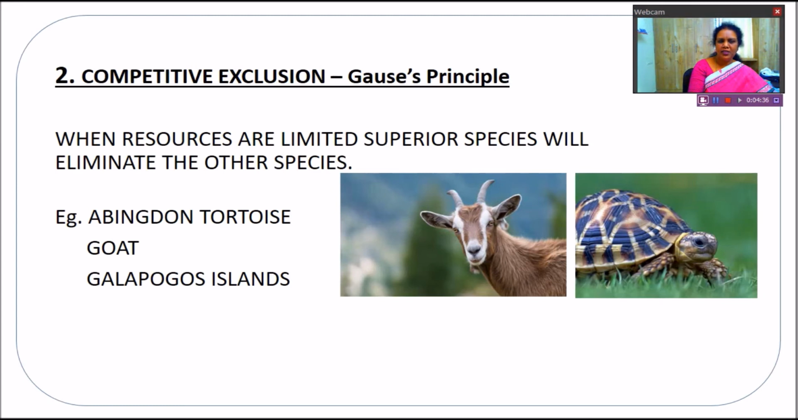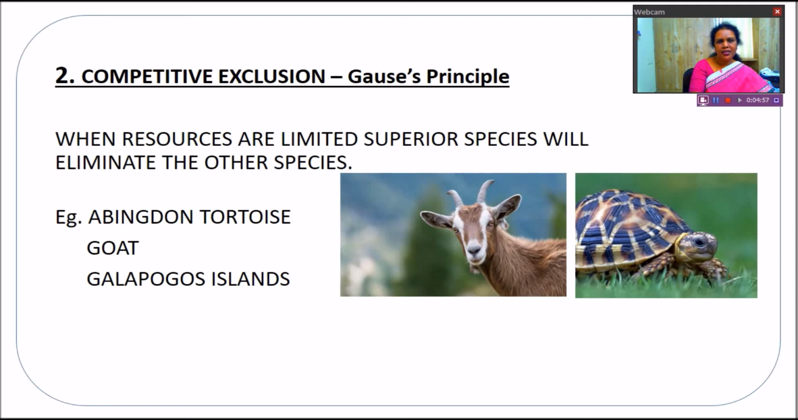So the superior species eliminate the weak species, which is called competitive exclusion. This principle was given by Gause. That is why it is called Gause's principle. So according to Gause's principle, when resources are limited, the superior species will eliminate the other species.